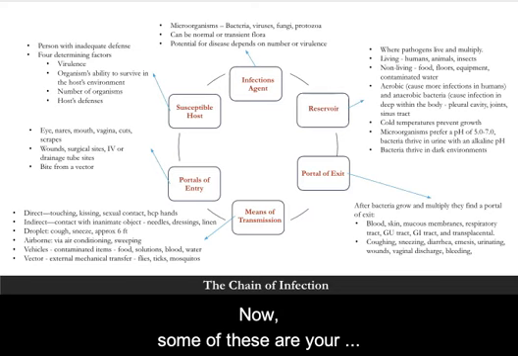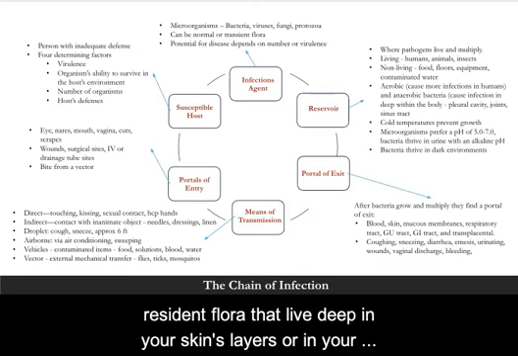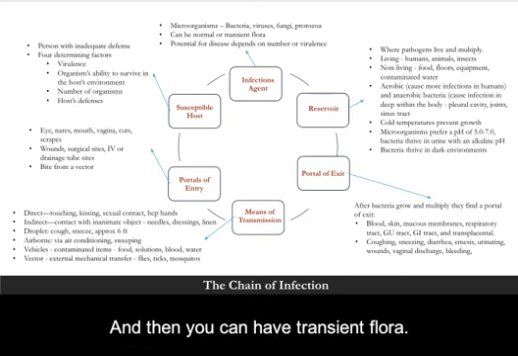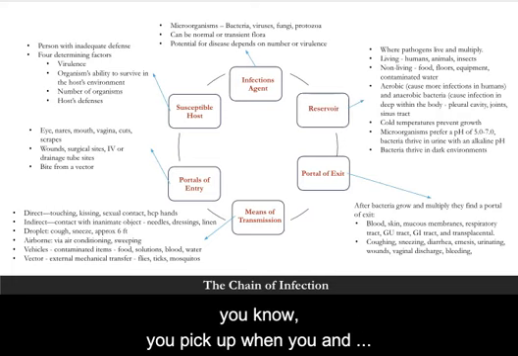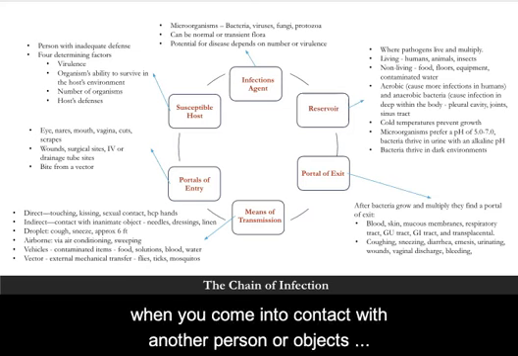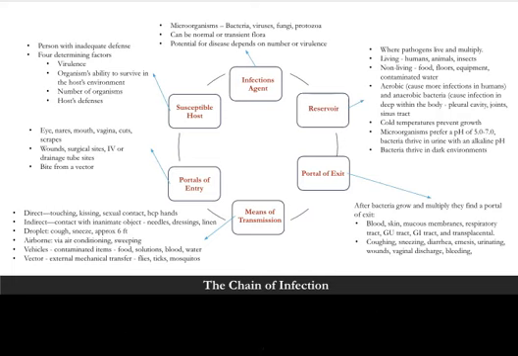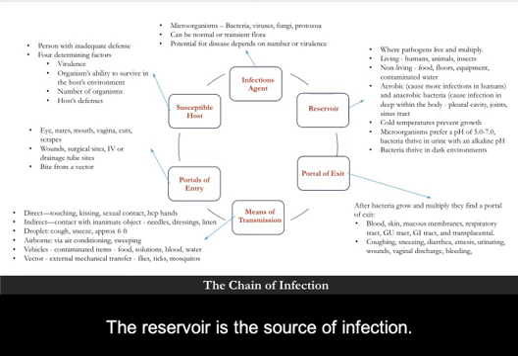Now, some of these are your resident flora that live deep in your skin's layers or in your body, and they just live and multiply harmlessly. And then you can have transient flora. These are normal microbes that you pick up when you come into contact with another person or objects, and can be easily removed by just hand hygiene, right? The next element is the reservoir. The reservoir is the source of infection. This is where that pathogen lives, survives, and multiplies, right?